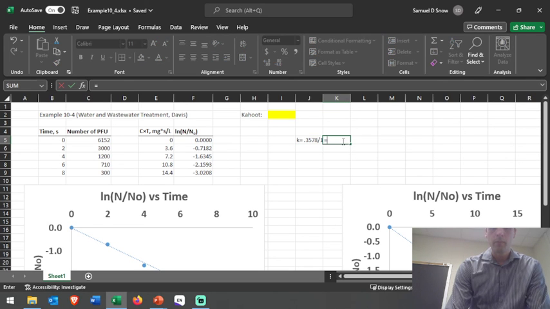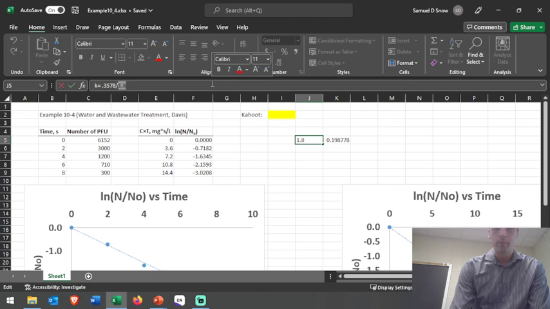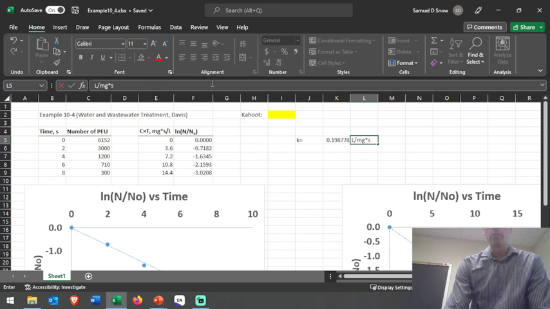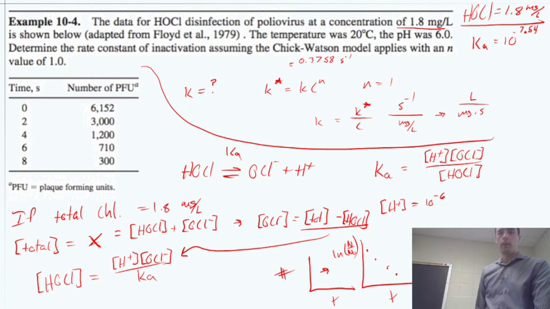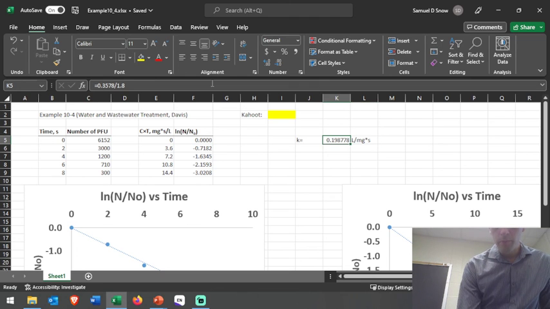Should have just done that. There we go. And that should be liters per milligram seconds. And hopefully that's the answer that I said was correct online. Yeah. So the answer was negative 0.210.